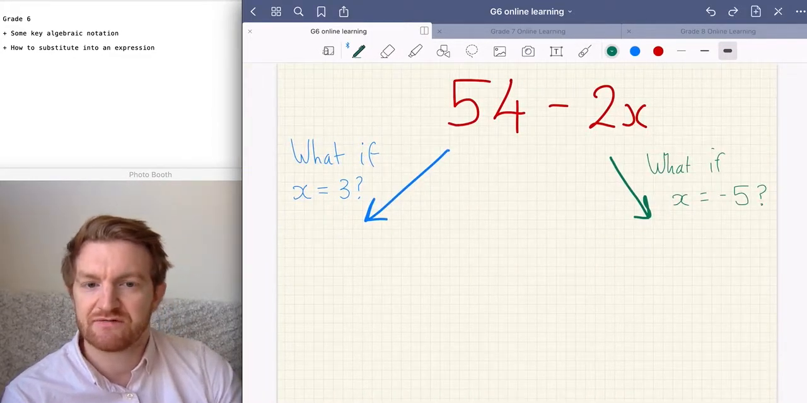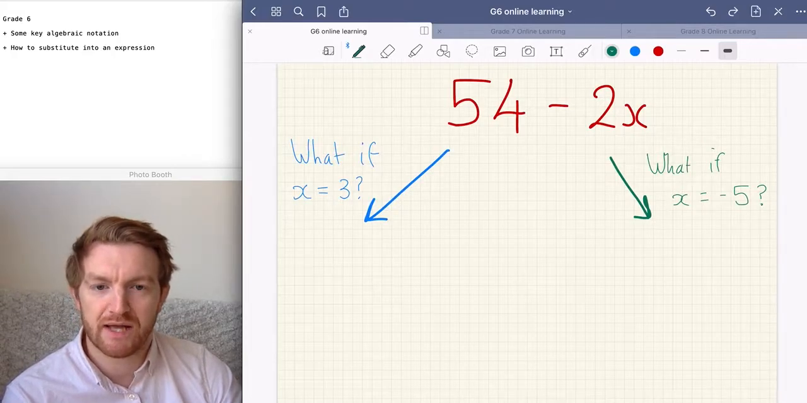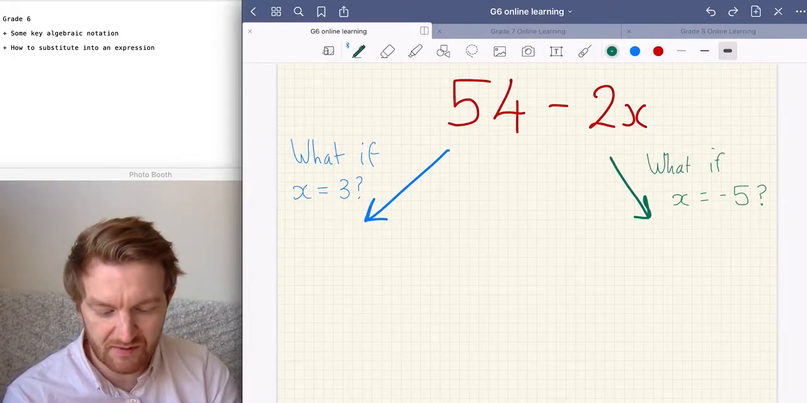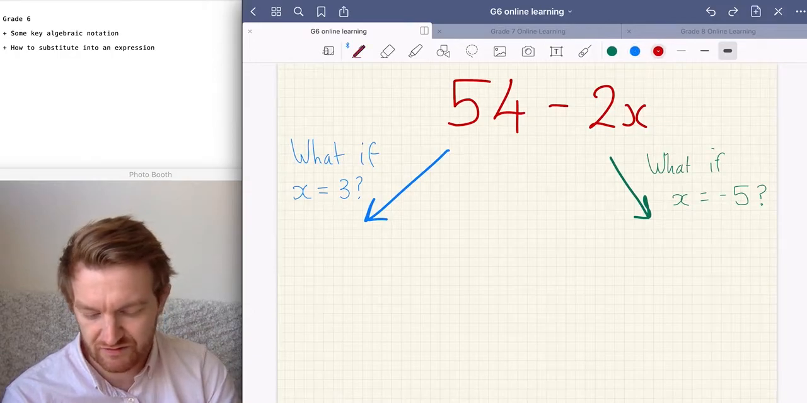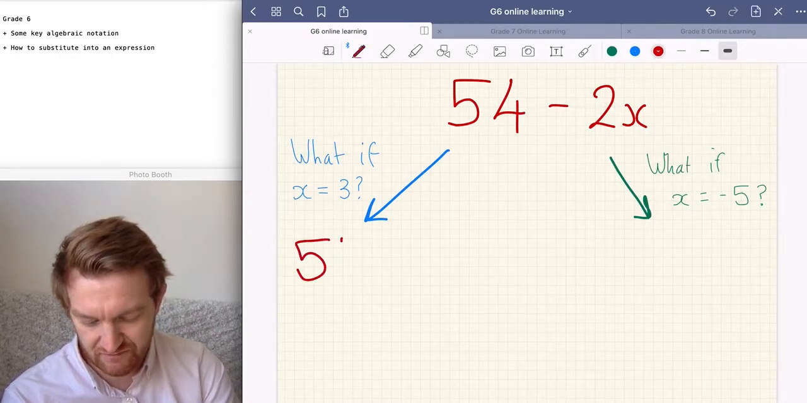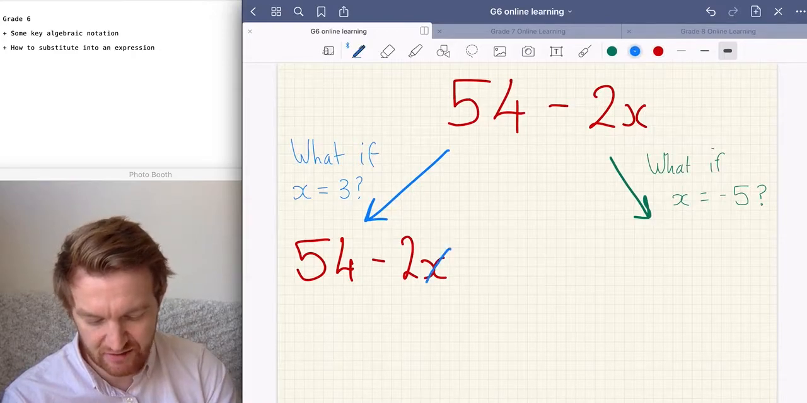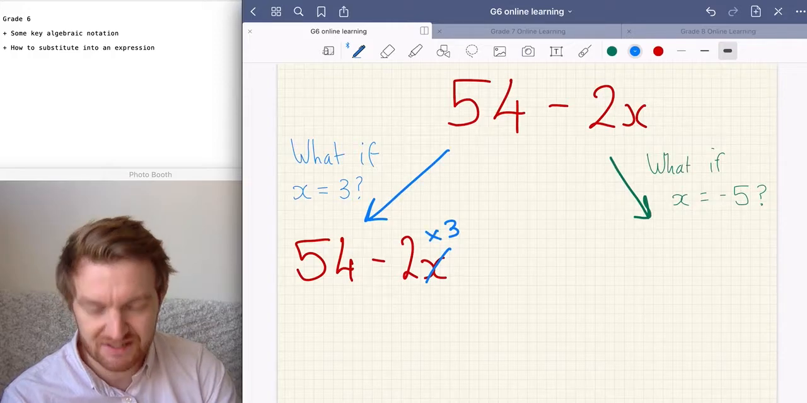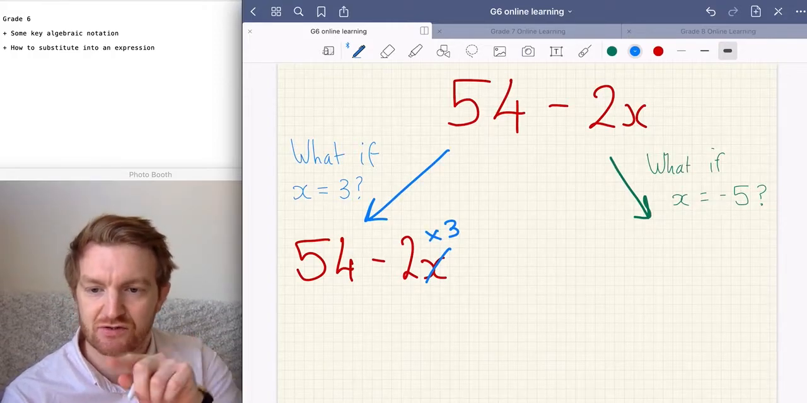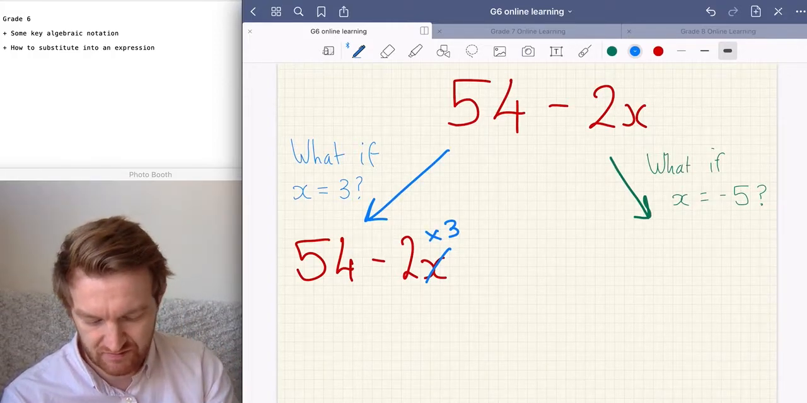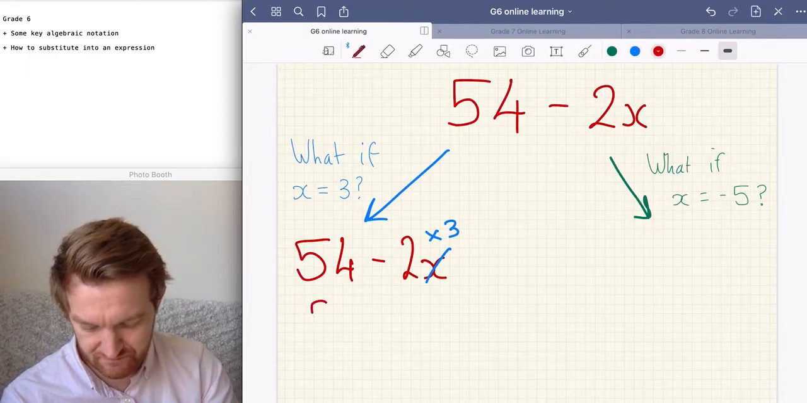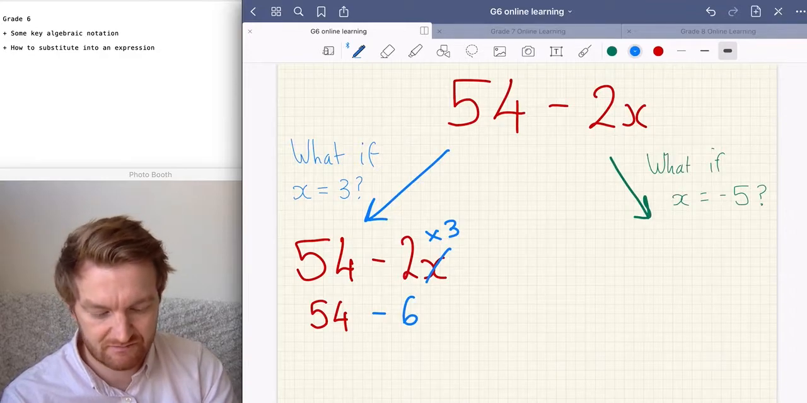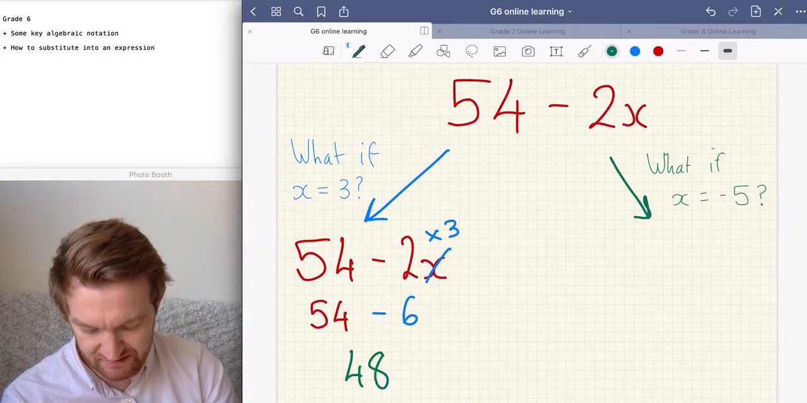Let's imagine we've got a different question. We've got 54 minus 2x. And we say, what would happen if x was 3? So we start off with the question, 54 minus 2x. But we're saying x is no longer x, x is 3. And remember, 2x is 2 times 3. Well, that would give you 54, and if x is 3, we're going to take away 6, and that would give you 48.